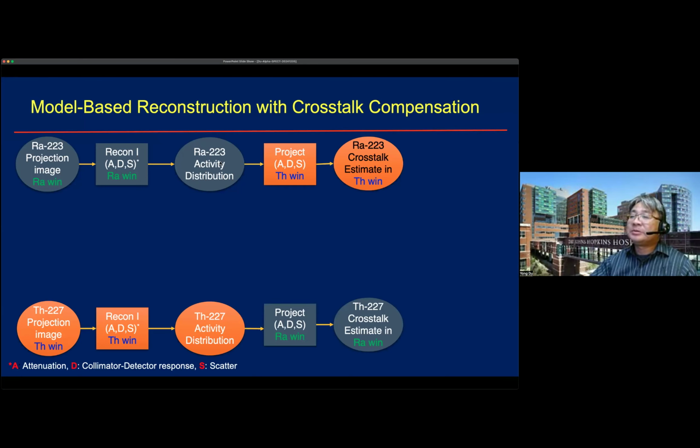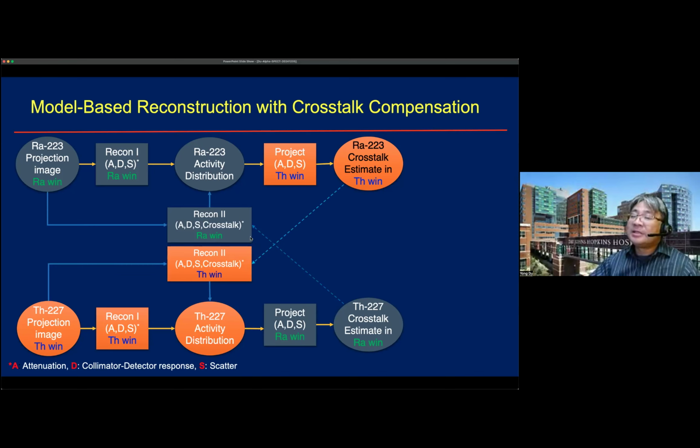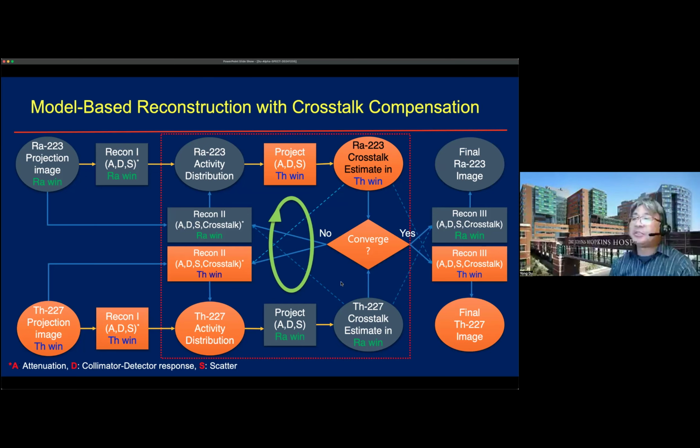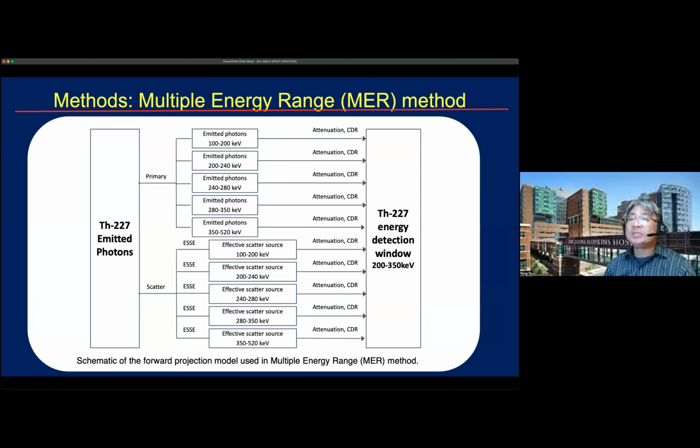Then during the next round of reconstruction, we can add those estimated crosstalk into the forward projection data and do the compensation, which gives us crosstalk-compensated images. Because the first round reconstruction includes crosstalk, this will be overestimated. So we can do this iteratively over multiple iterations, gradually improving image quality, and we can do the final reconstruction with crosstalk removed, also compensating for the attenuation, detector response, and the self-scatter, which gives us much improved radium and thorium images.